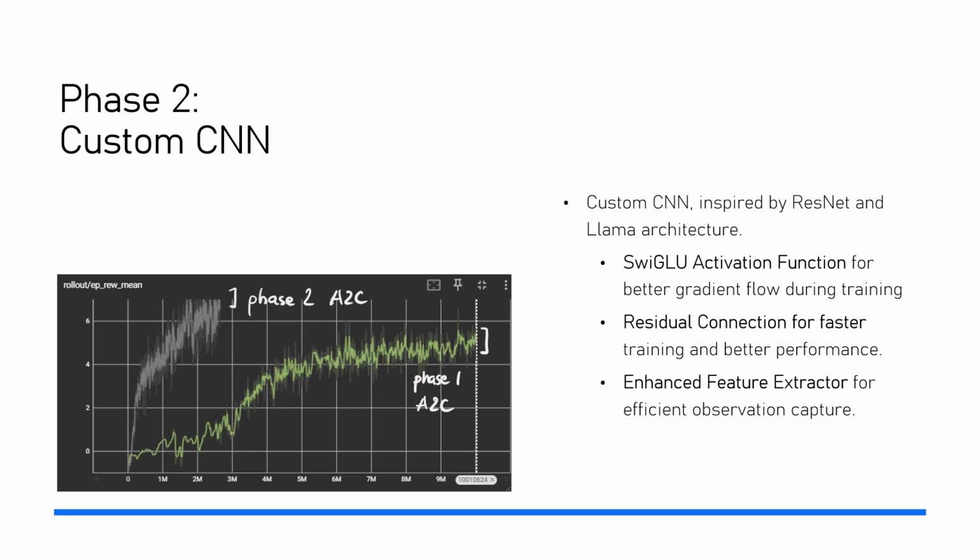In phase one, we use the convolutional neural network implemented by Stable Baselines 3, but in phase two, we use our own custom CNN, which is inspired by ResNet and Llama architecture. It uses Swish activation function and residual connection for faster training and better performance, and it uses an enhanced feature extractor for better observation capturing.